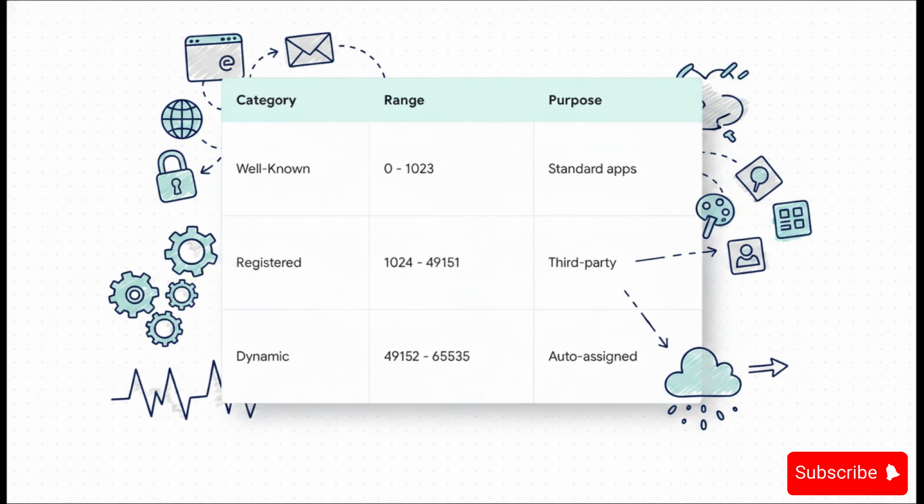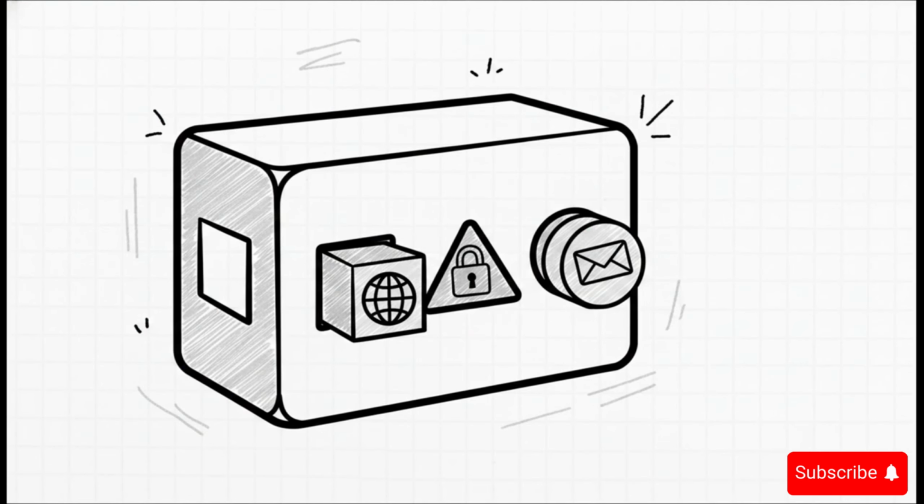You've got your well-known ports from 0 to 1023 for standard apps, then registered ports from 1024 to 49151 for third-party tools, and finally, the dynamic or private ports in the upper range, from 49152 to 65535, which are auto-assigned by your operating system. Zooming in on those well-known ports, these guys are universally standardized.